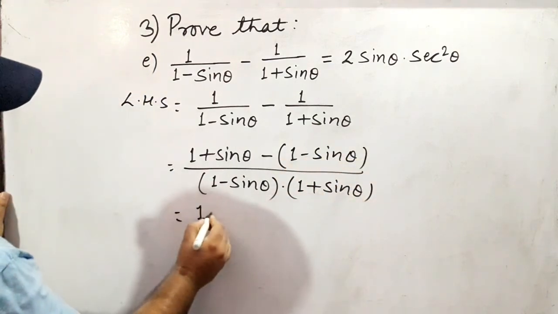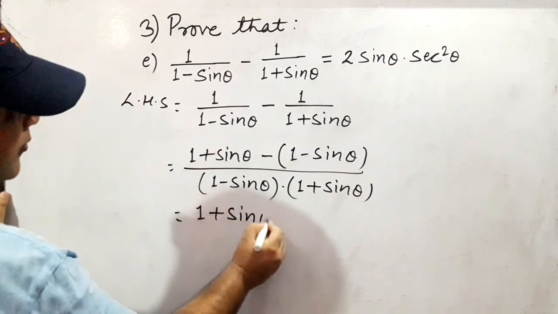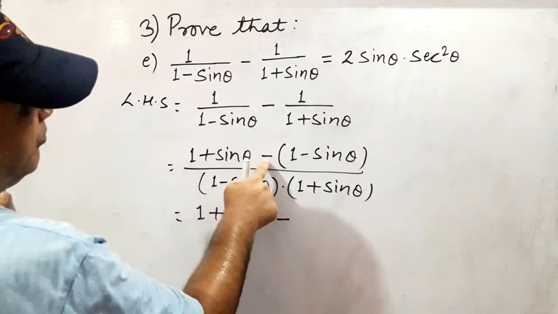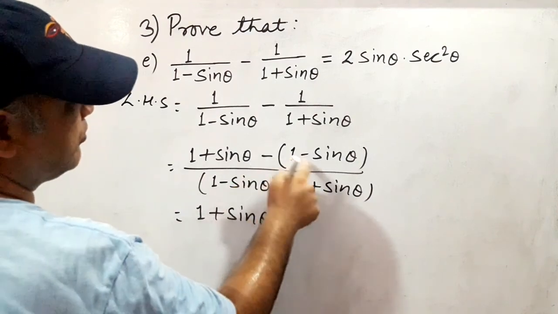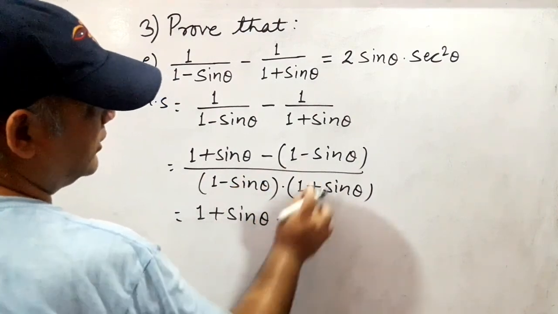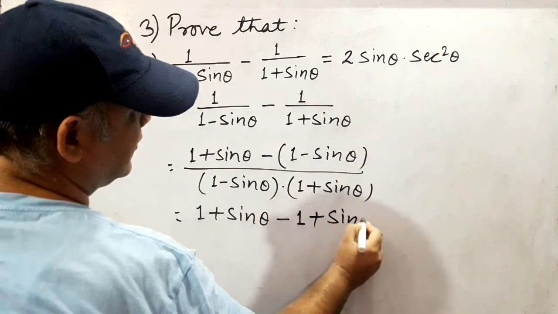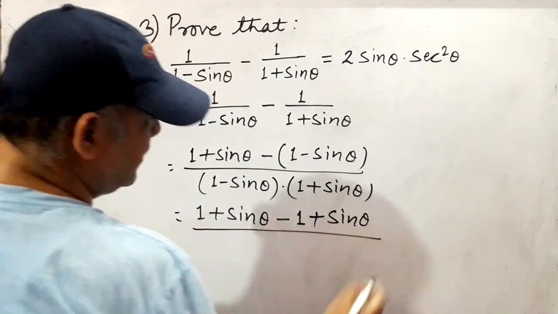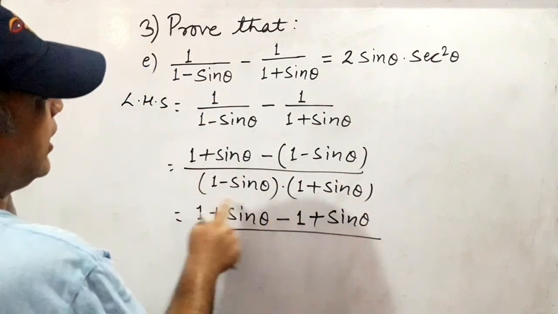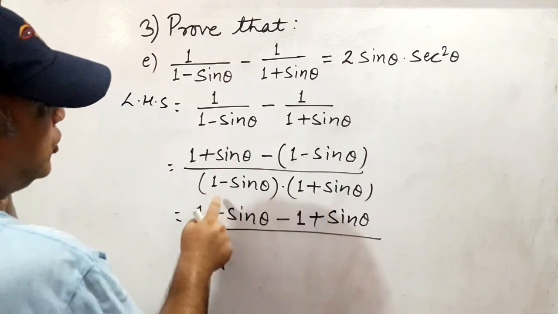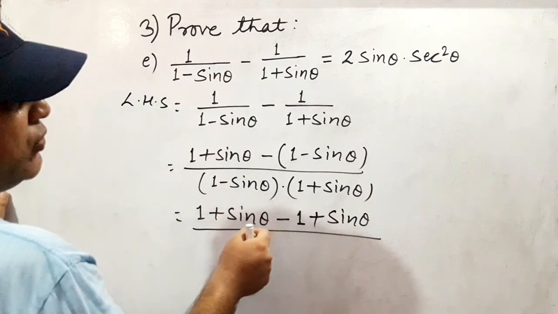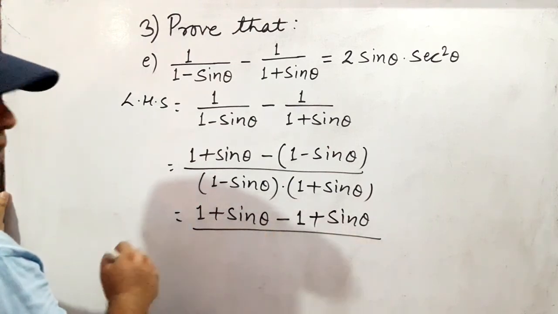1 plus sin theta minus into 1 minus into minus plus sin theta by 1 plus sin theta, 1 minus sin theta. They are in the form a plus b into a minus b. So a plus b into a minus b would be a square minus b square.